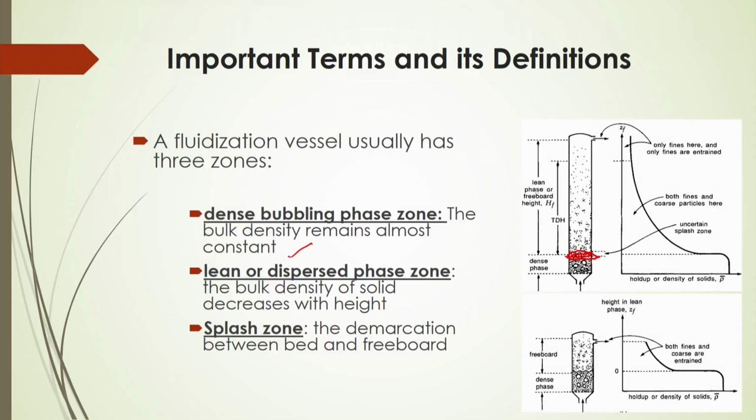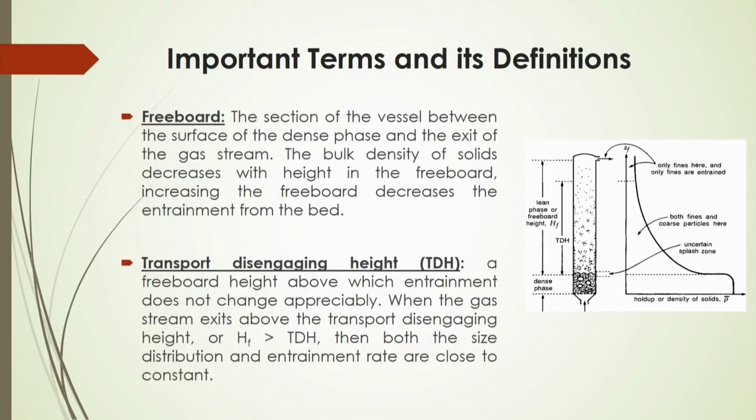This, of course, will not be linear, but just wavy in shape. In this case, of course, we have to know these things: what is the dense bubbling phase zone, what is the lean dispersed phase zone, and the splash zone inside the bed. Now, freeboard. What is that freeboard? The section of the vessel between the surface of the dense phase and the exit of the gas stream.